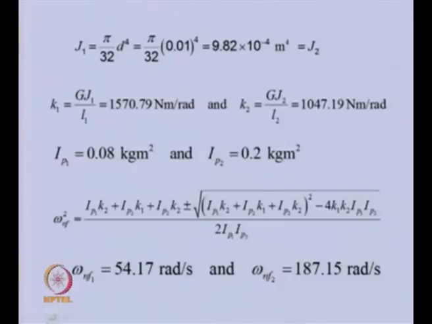So basically you can see this is a closed form expression of that particular polynomial, and if we want to use the various numerical values given in the problem, the geometrical properties, stiffness and polar moment of inertia, we will get two natural frequencies. The first one is 54.17 radians per second, and the other is 187.15 radians per second.